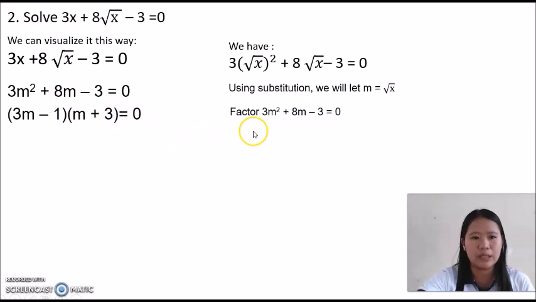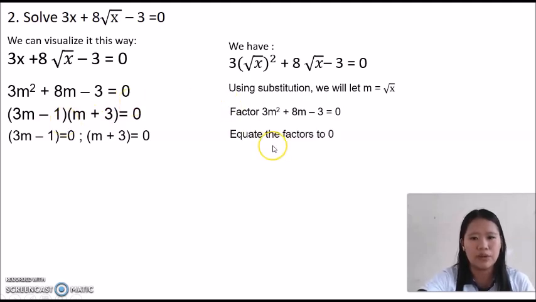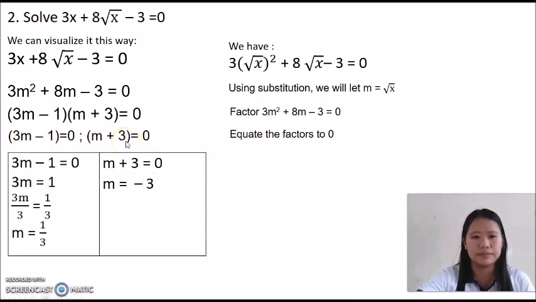Next thing to do is to factor this one. So the factors are 3m minus 1 times m plus 3 equals 0. This is the factor. Next is to equate the factors to 0. So we have 3m minus 1 equals 0 and m plus 3 equals 0. Then solve for m. So dito, we have 3m minus 1 equals 0.